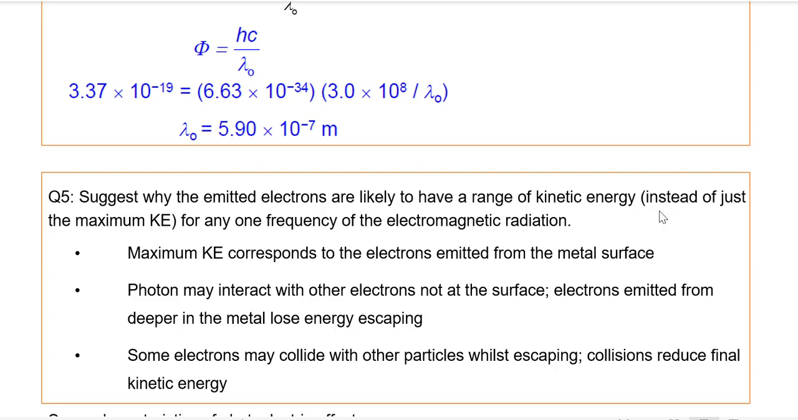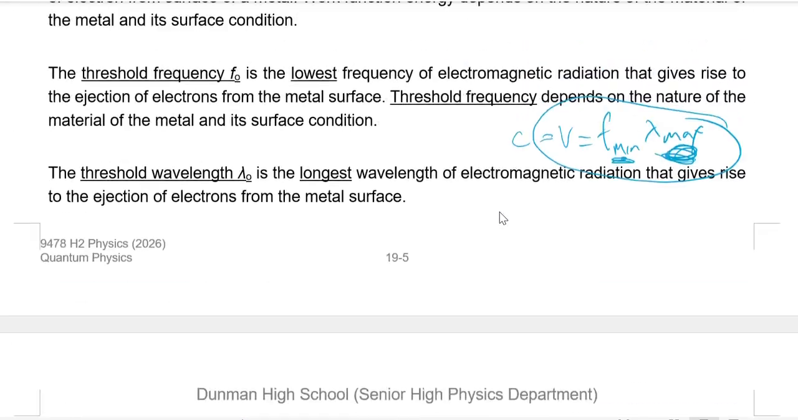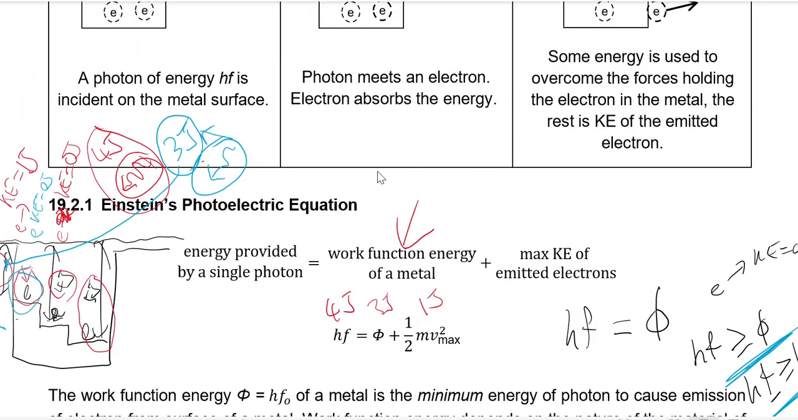Suggest why emitted electrons likely have a range of kinetic energy instead of just the maximum KE for any one frequency of the electromagnetic radiation. This again goes back to fundamentally how much you understand the photoelectric equation. The energy provided by a single photon, because the photon is one type of wavelength, one type of frequency, is a constant value, hf. So for an electron to be emitted with the maximum KE, it must have the minimum energy required to escape from the metal plate. That means it must need exactly the work function energy.